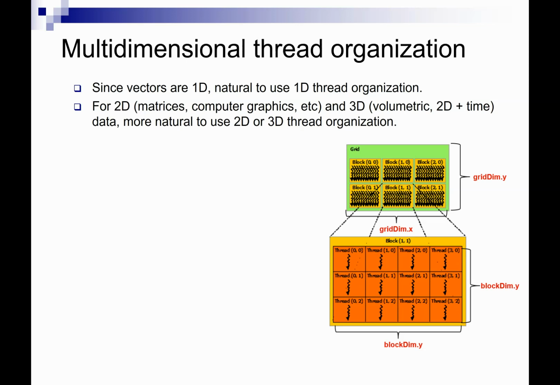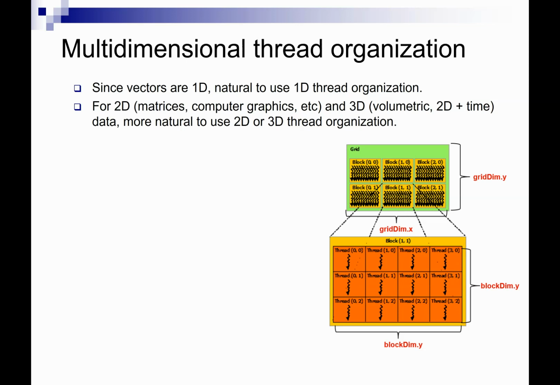And so 2D would be useful for things like processing matrices, where it's natural to create a 2D grid or thread block to represent that. Or computer graphics, because graphics is usually in 2D. Now for 3D, you might be working with some sort of 3D data, or maybe you're working with 2D, but you have a time component, like you have a video or something. Then that would make sense for 3D. So this is basically for convenience.